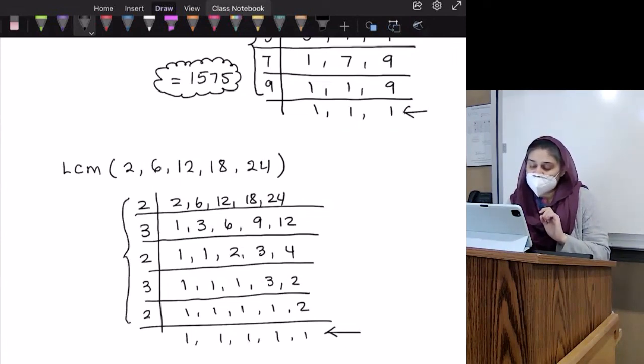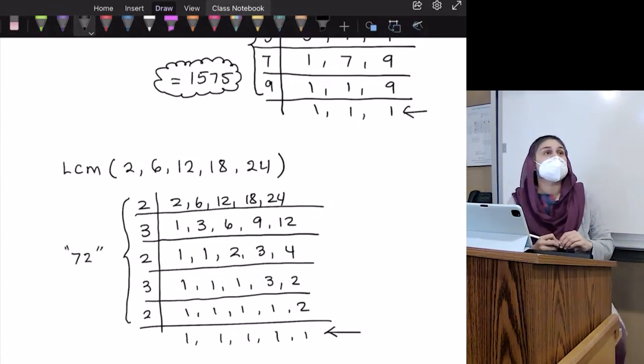Multiply all of these numbers. 2 times 3 times 2 times 3 times 2. So it'll be 6 times 6, which is 36, times 2, which is 72. So the least common multiple between all of these numbers is 72.